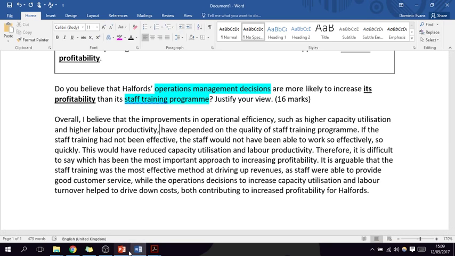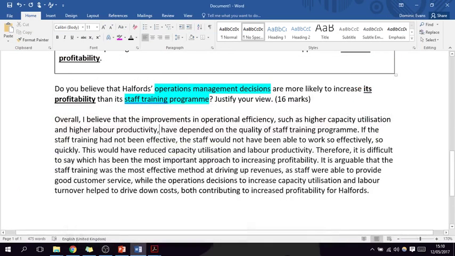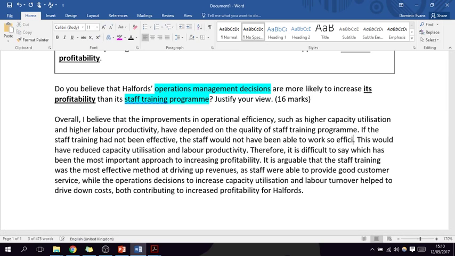So going back to our conclusion, I have answered the question. Whether it's clear or not is debatable. Hopefully I can clear that up by providing some support for the answer. If the staff training had not been effective, the staff would not be able to work so effectively so quickly. I did write this in time conditions. Maybe so efficiently would be better.